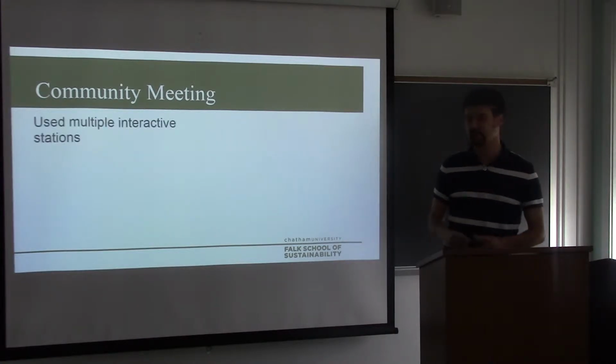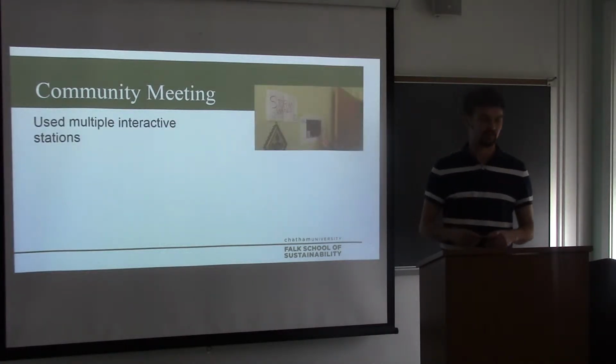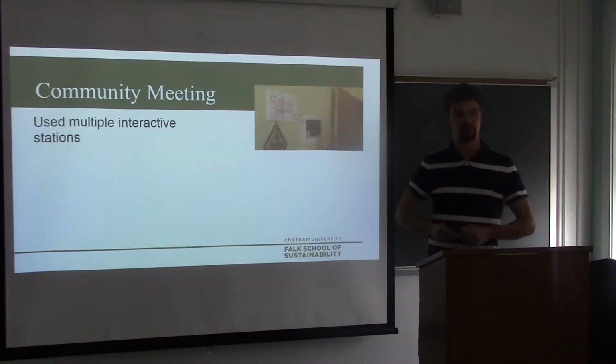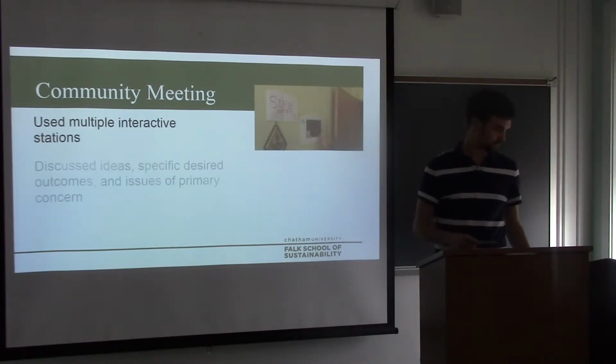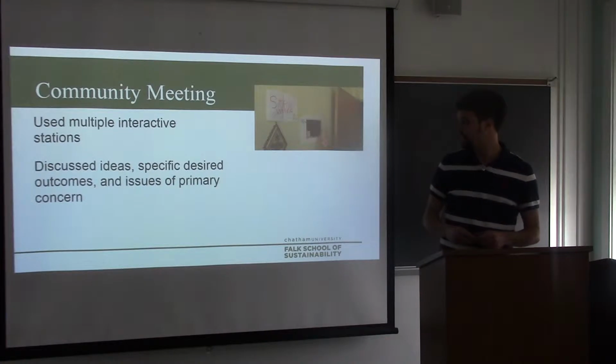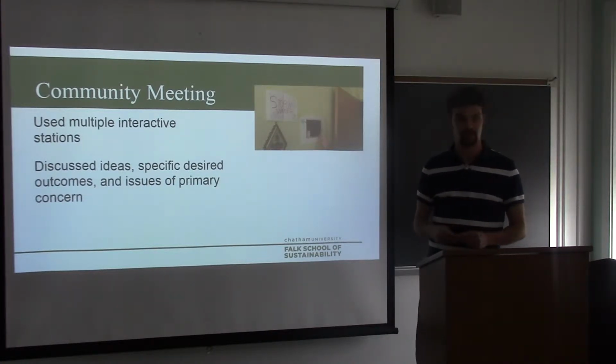At the community meeting, it was basically structured around our 4 groups that we decided upon. The community assessment group led the meeting and helped to facilitate it, while the other 3 groups each had their own interactive stations. Within these stations, they would discuss ideas, their specific desired outcomes of the project, and their issues of primary concern.